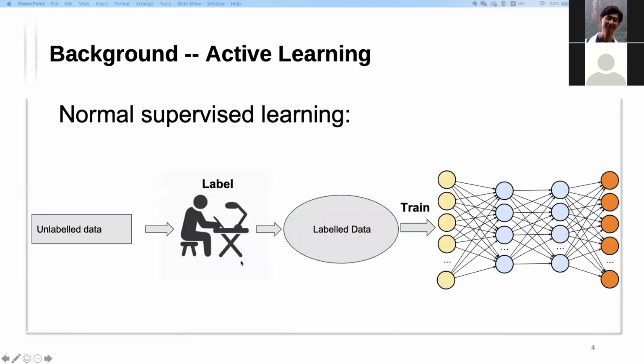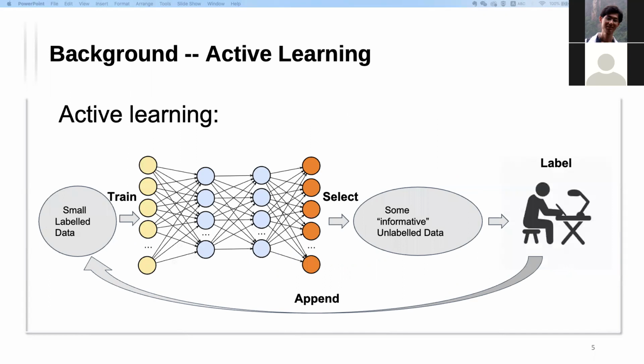Before diving into details, I want to do a big recap on active learning. In normal supervised learning, given all the unlabeled data, humans need to go through all of it, label all of it, and send it to the model to train it. However, in active learning, we start from an initial small labeled data set to train the model, and the model selects some unlabeled data that it considers informative. Humans only need to label that part of the data. The process of training and selection goes on iteratively until convergence.